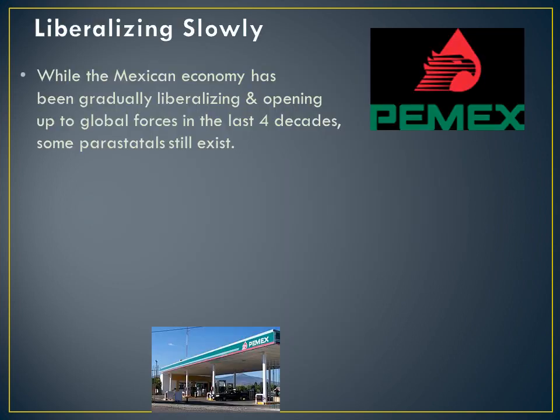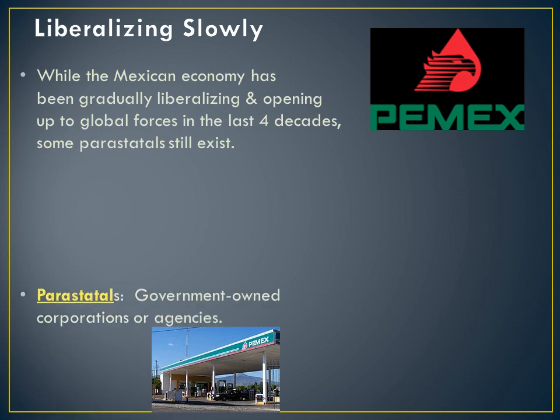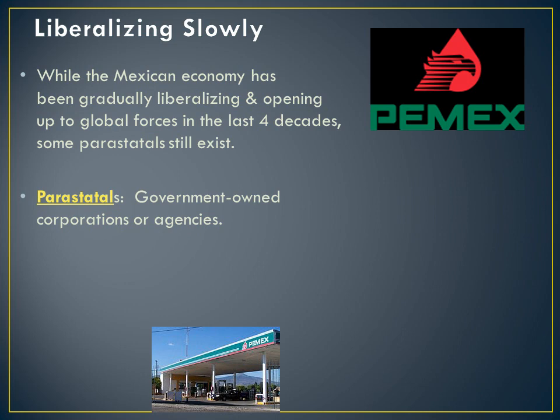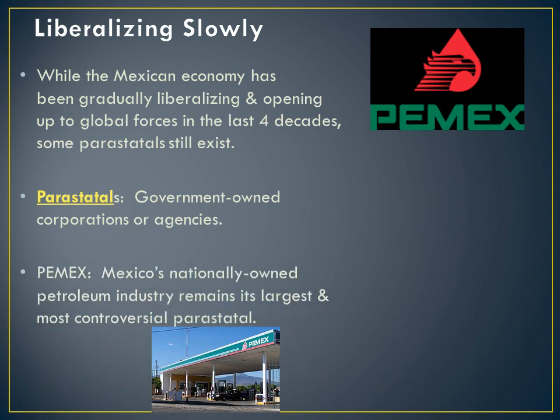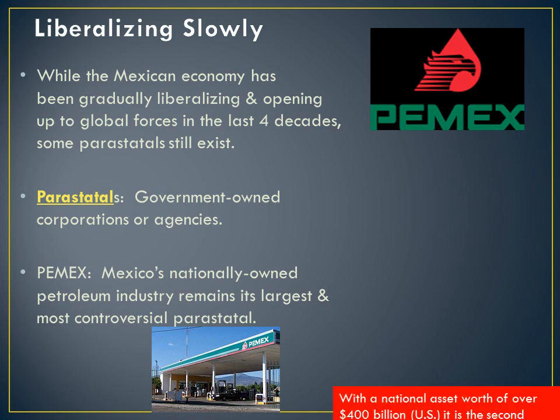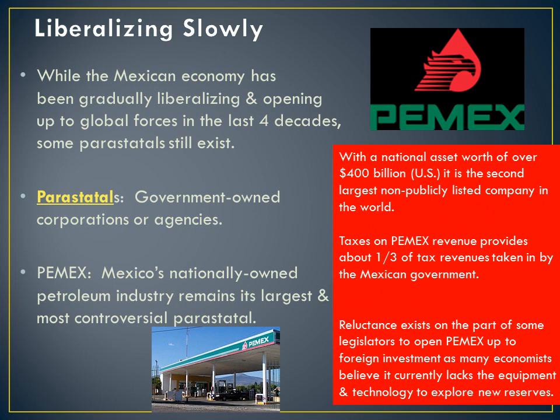Mexico is a country that has been slowly liberalizing its economy in the last few decades by selling off some of its parastatals to foreign investors. By parastatal, we mean a government-owned corporation or agency. At this point in Mexico, the largest parastatal is still Pemex, the country's nationally owned petroleum industry, which is extremely large. In fact, it has a national asset worth of over $400 billion US, making it the second largest non-publicly listed company in the world.